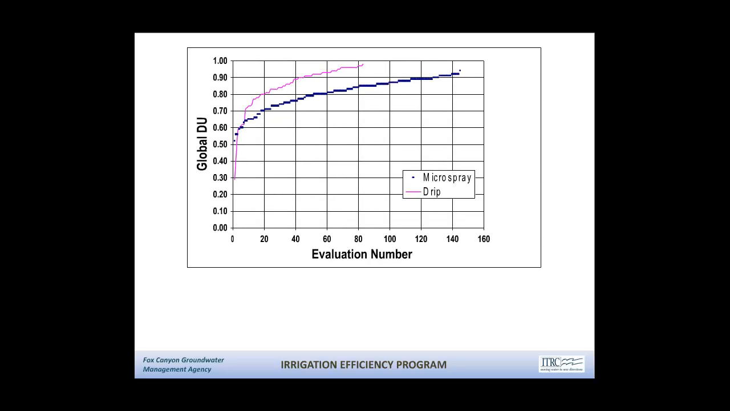This graph shows uniformity values of fields evaluated throughout California. As you can see, most of the values are above 0.8. The graph also brings up an interesting side note, as it compares the uniformities of drip irrigation and microspray. Although the microspray values are quite good, the drip systems clearly outperform the microspray, which causes people to ask if that means that drip is better.